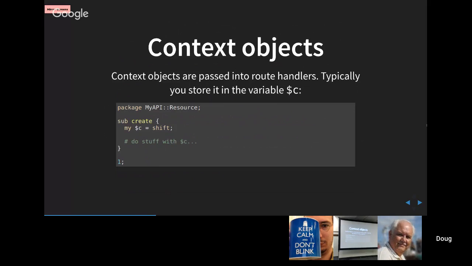Yeah, so the next thing is context objects. All of your handlers accept this thing called the context object, and that's how your callbacks interact with the request, and do things like respond and set headers and so on. Basically it's just the first argument passed to all of your handlers, whether they're subs or fully qualified package functions.